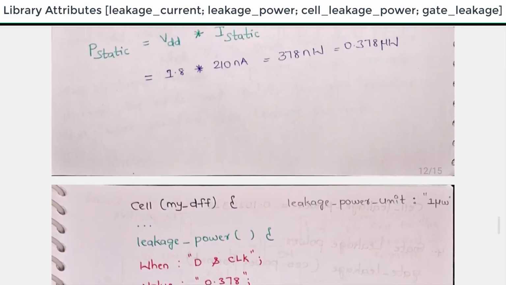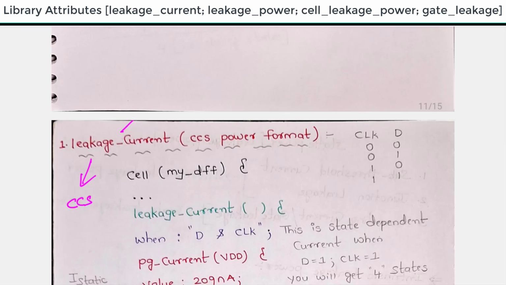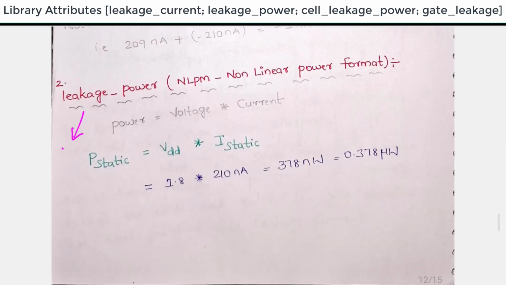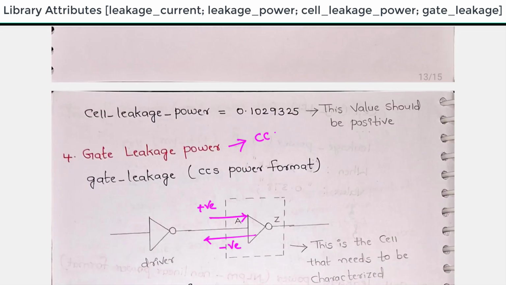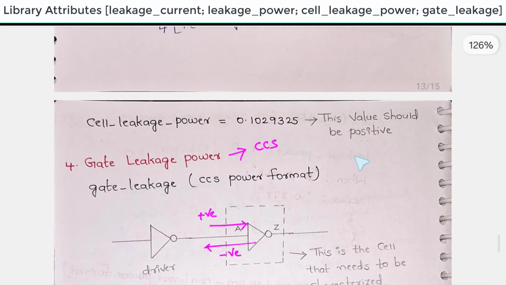So remember these things. Leakage current falls under CCS, leakage power falls under NLPM, cell leakage power falls under NLPM, and gate leakage power falls under CCS, composite current source. In nonlinear delay models, these two are present, NLDM and CCS. If it is NLPM, it is nonlinear power modeling. So this is about static power in power characterization.